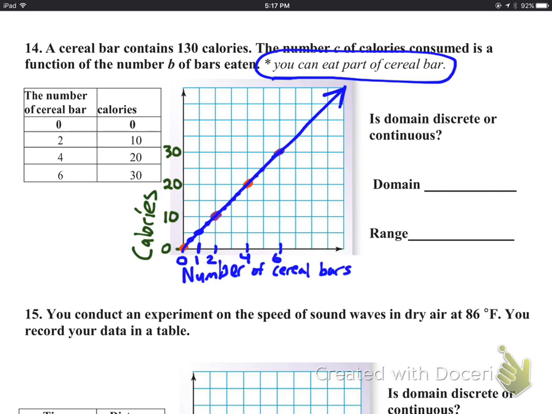Now, is this domain discrete or continuous? Well, the dots are connected, so it is continuous. And the reason for that is because you can eat any part of a cereal bar. So there should be any decimal in between that can be covered.